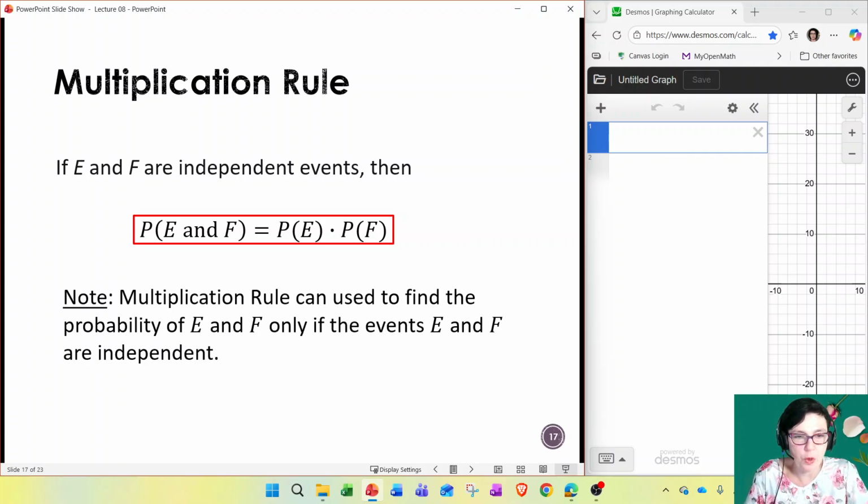Now, word of caution, this rule does not work all the time. If your two events are not independent, it's not going to work. So don't just always think, oh, now there is a quick and easy way to find probability of E and F, I'm just going to multiply them. Well, you can do that, but they have to tell you that the two events are independent. And if they didn't tell you that, then you cannot use this rule.